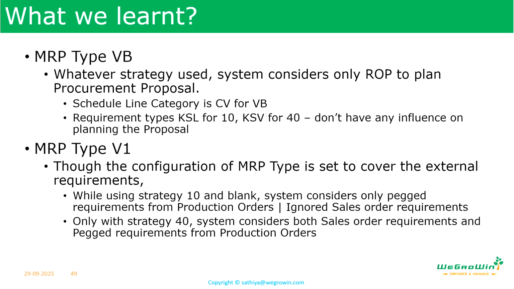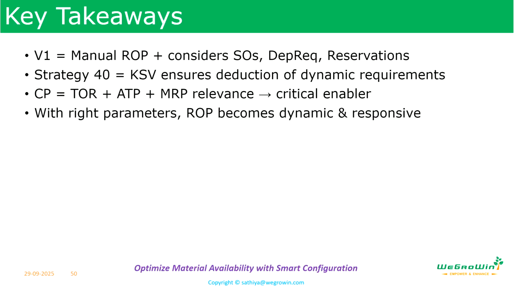What did we learn? We learned that with MRP type VB, whatever strategy is used, the system considers only ROP to plan procurement proposals. With MRP type V1, though the configuration is set to cover the external requirements, while using strategy 10 and blank, the system considers only the requirements from production orders and other orders, but it ignores the sale order requirements. Only with the combination of V1 and strategy 40, the system considers both sales order requirements and the pegged requirement from production orders.